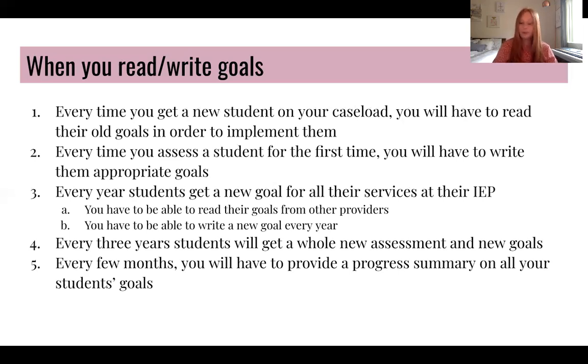Also, every 3 years, once the child has services, or maybe even more frequently if the parent requests it, the child is going to get a whole new assessment and all new goals. And so every 3 years, you're going to have to evaluate their previous goals and do a new assessment and see if they're still at the level that you think they are. And so again, you're going to have to be reading and writing goals all the time.